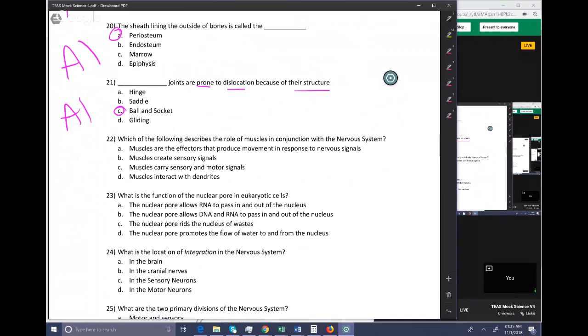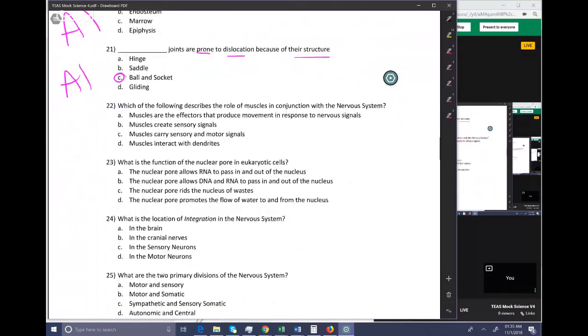Which of the following describes the role of muscles in conjunction with the nervous system? So that is from Anatomy 2. That's a tricky question, but when you go to read your answers, hopefully that clarifies kind of what they're asking. So muscles are very much involved with the actions of the nervous system, but they are not nervous cells or tissues. So essentially the question is, how do they relate to each other? And the answer to that would be A, that muscles are the effectors.